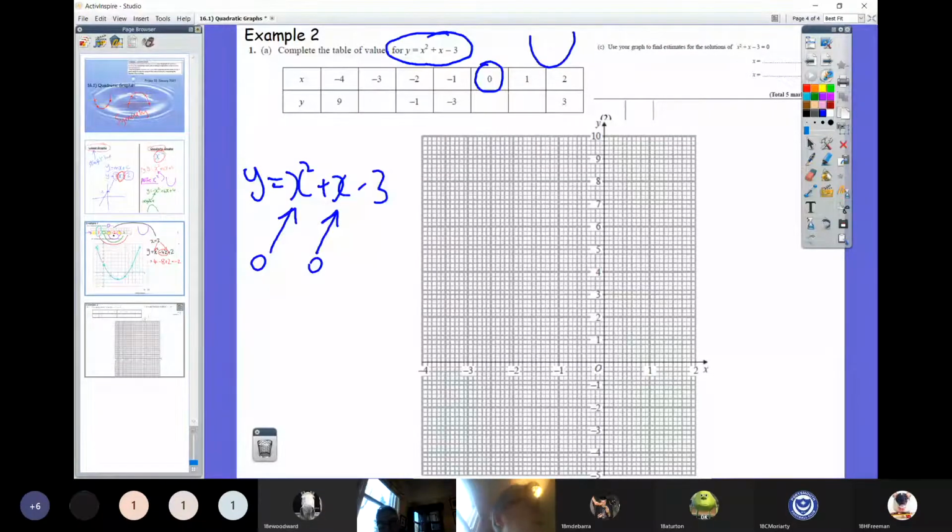So the question tells us it's y equals x squared plus x minus 3. And I'm going to work out, first of all, when x is 0. So I'm putting 0 into the x squared and 0 into the x. So obviously my y value is 0 squared, which is 0. Then I'm adding 0. Then I'm taking away 3, and that gives me minus 3. So I've worked out that when x is 0, y is minus 3.